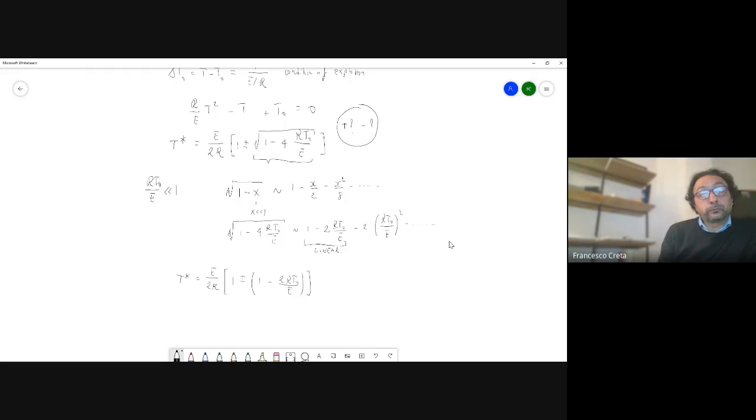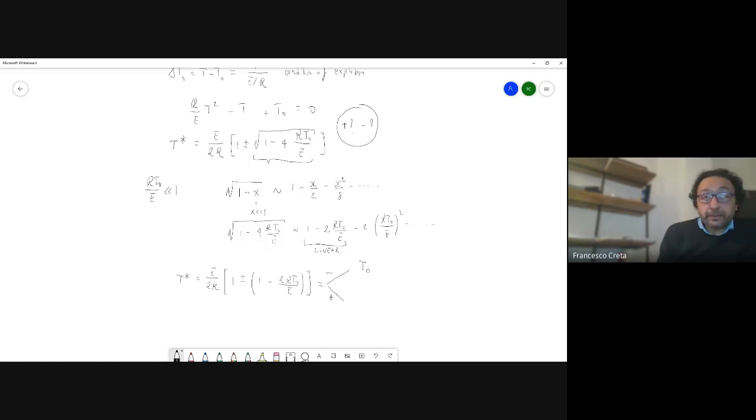And let's see. So this has two solutions, right? We have a plus and a minus side, okay? So if we implement the minus sign, we get a very basic result. The T star is actually T0. So the ignition temperature with this linear assumption coincides with T0.